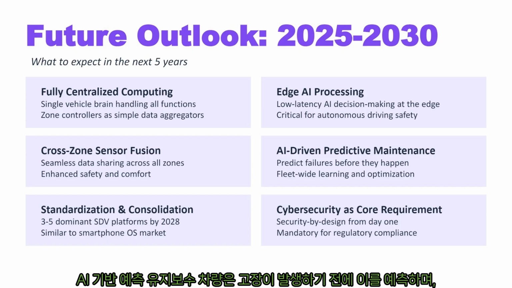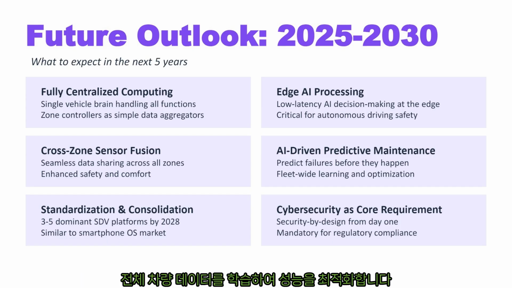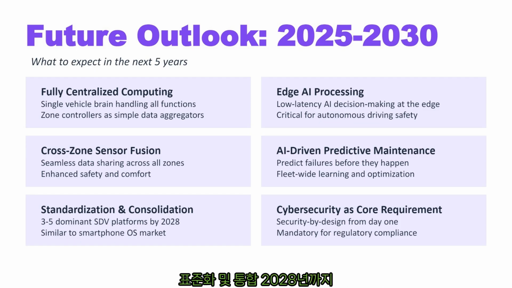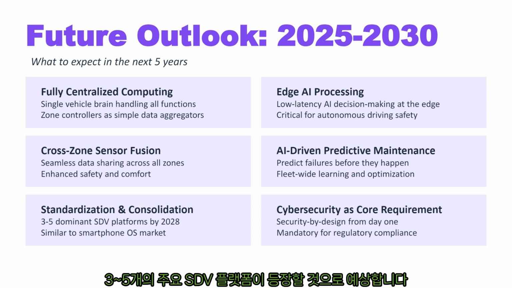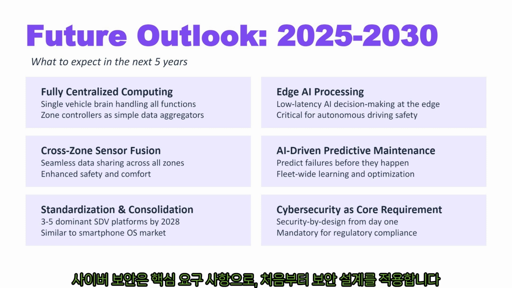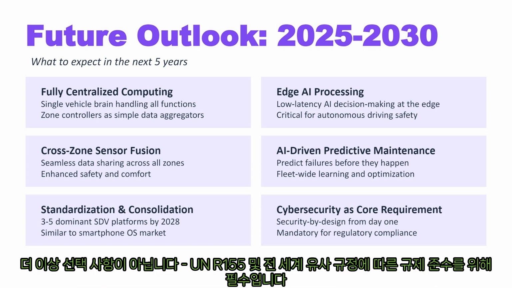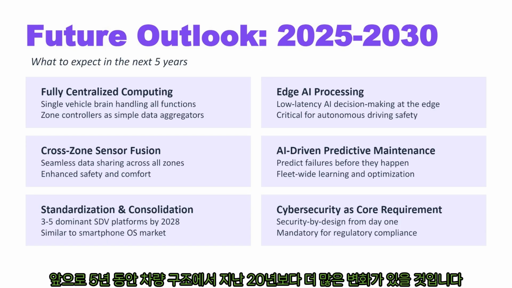AI-driven predictive maintenance. Vehicles will predict failures before they happen, learning from fleet-wide data to optimize performance. Standardization and consolidation. By 2028, we expect 3 to 5 dominant SDV platforms, similar to how the smartphone market consolidated to iOS and Android. And cybersecurity as a core requirement. Security by design from day one. It's no longer optional. It's mandatory for regulatory compliance under UN R155 and similar regulations worldwide. The next 5 years will see more change in vehicle architecture than the previous 20 years.